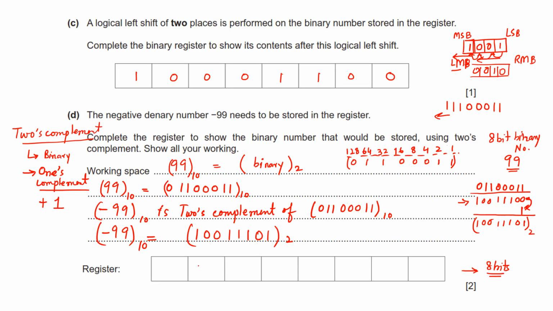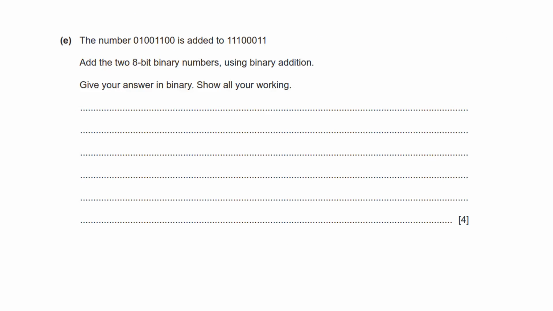So just simply put this value over in the blanks. It will be 1, 0, 0, 1, 1, 1, 0, 1. So this is how minus 99 will be written in the number. So moving ahead, part E, it says the number this and number this are added. Add two binary numbers together using binary addition, give your answer in binary, show your working.